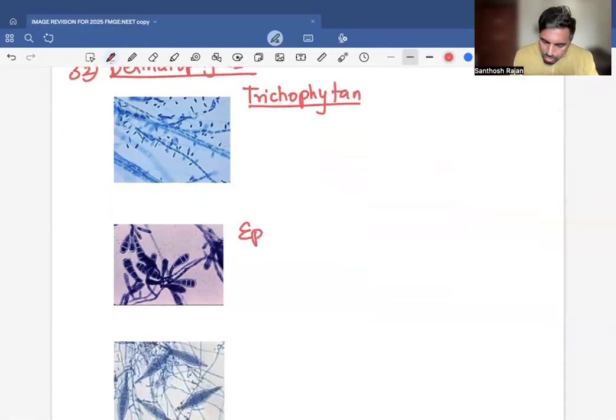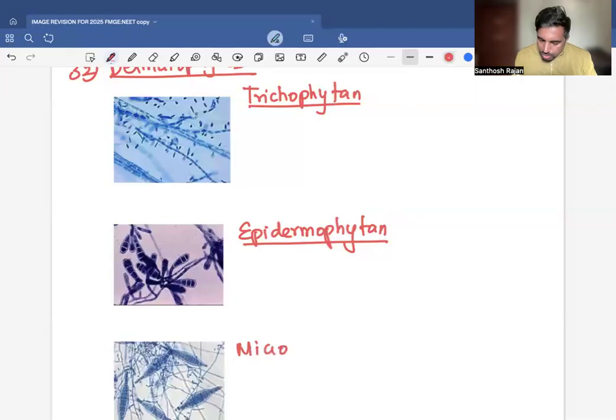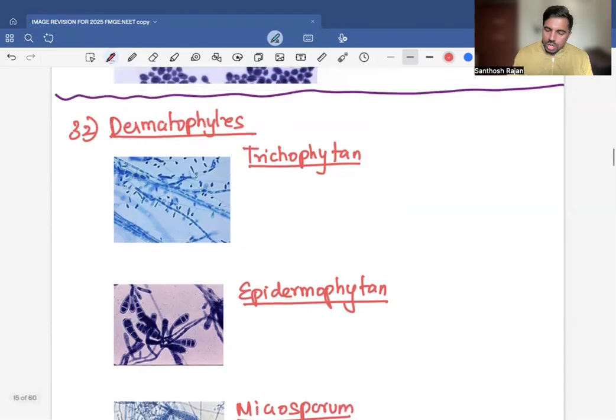I'll give you the clue how to remember. You will never forget Epidermophyton. The last one is your Microsporum. Now, always remember, in Trichophyton there is 3, so it means it affects the skin, hair, plus nail.